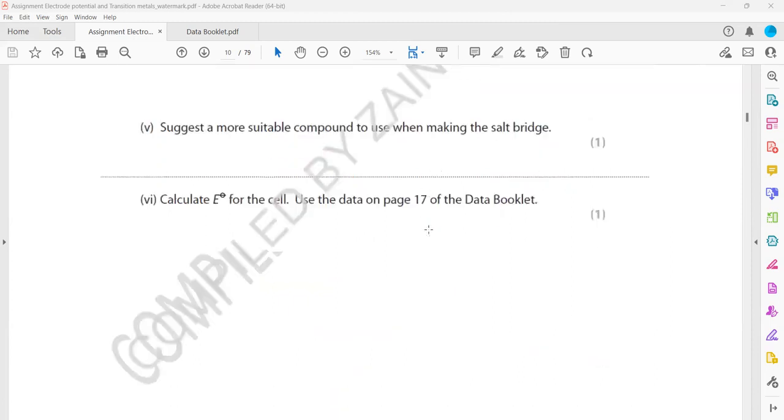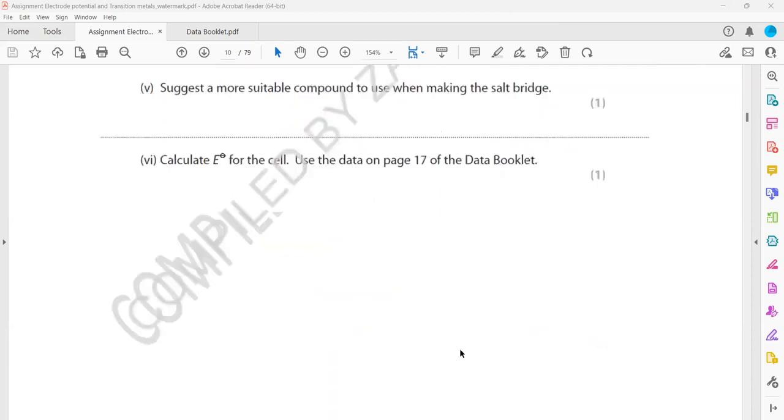Suggest some more suitable compound to use when making a salt bridge. So always remember, whenever you want a substance to be a salt bridge, it should always be a group 1 nitrate, usually potassium or sodium nitrate. So we'll use potassium nitrate or sodium nitrate.